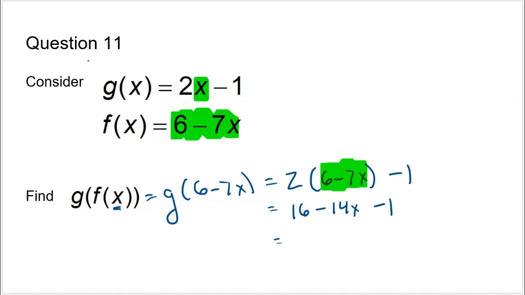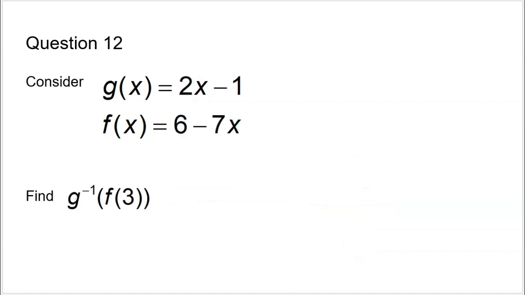16 minus 1 is 15, so I get, oh my gosh, I did my math wrong there. I'm so sorry. Terrible math real quick. At least I caught my mistake, right? 2 times 6 is 12, not 15. So 12 minus 1 is 11, so I get 11 minus 14x as my final answer for g of f of x. All right, here's another one.